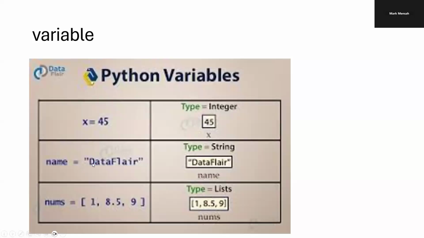I have data flair is equal to name. Also here, we can see that the data type of string is given to the variable name on initiation. And here, I just made it equal to an array. So the data type of an array or a list is given to my variable.